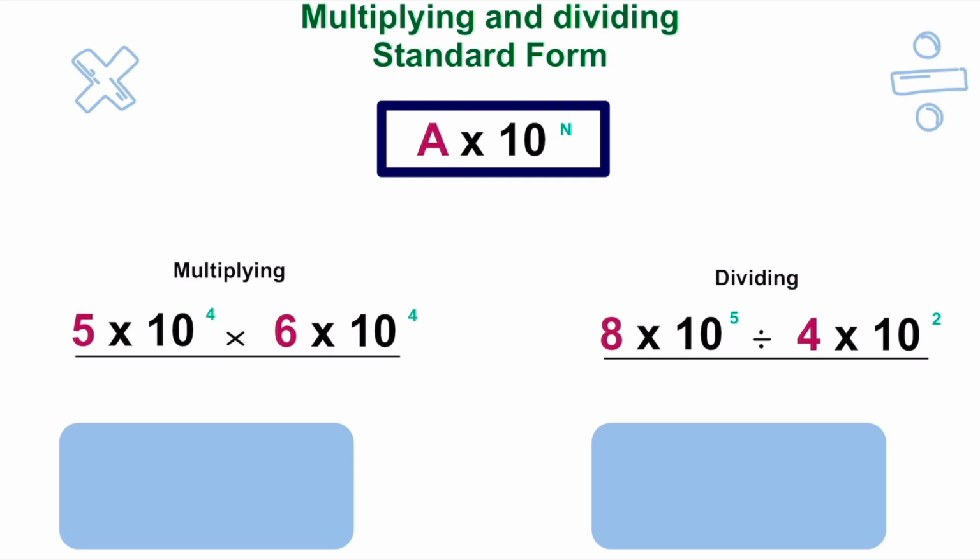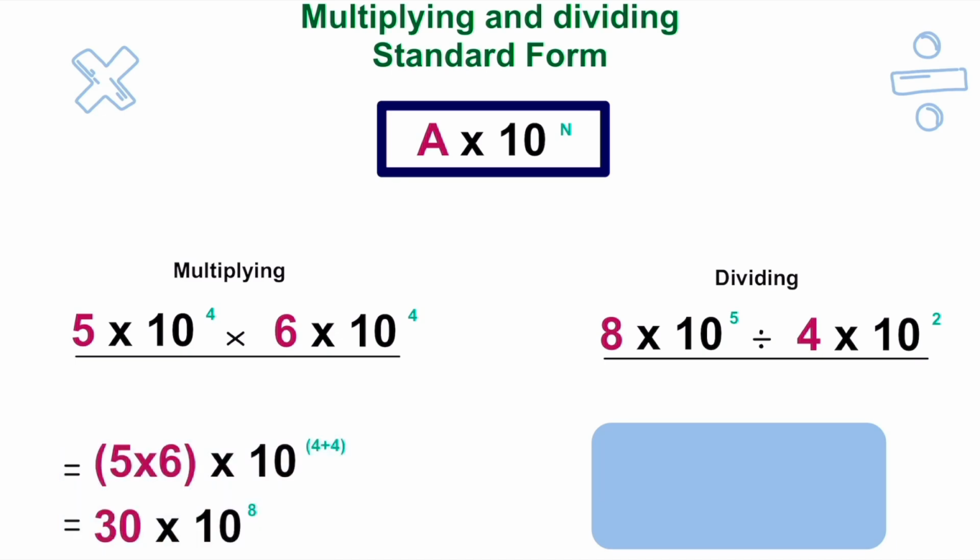Let's talk about multiplication and division. When multiplying or dividing in standard form, we multiply or divide the mantissas separately and add or subtract the exponents. Let's take an example. With the multiplication, we can see below we have 5 times 10 to the 4 times 6 times 10 to the 4. So let's see how we do this. We would times the mantissas, which is 5 times 6, which is 30, and then we would add the exponents, which is 4 plus 4, which is 8.